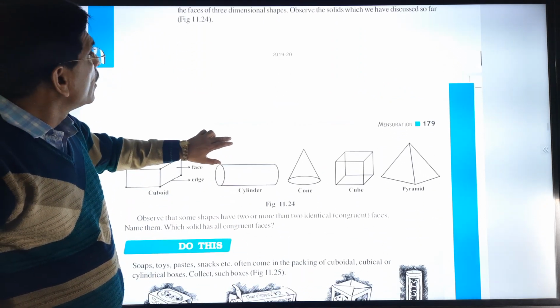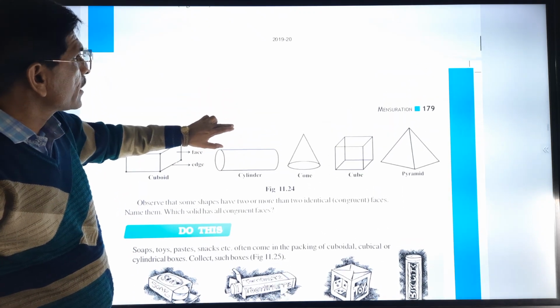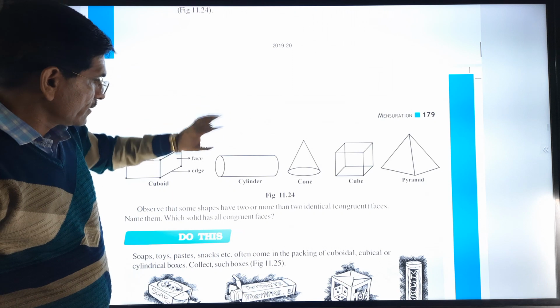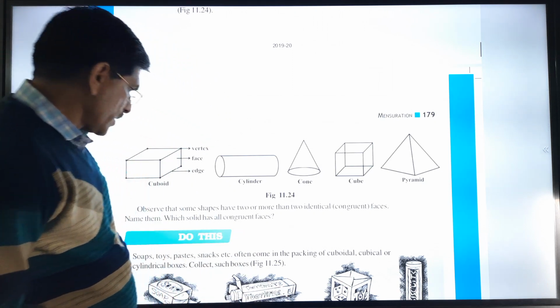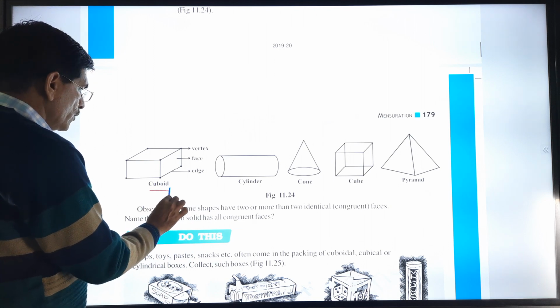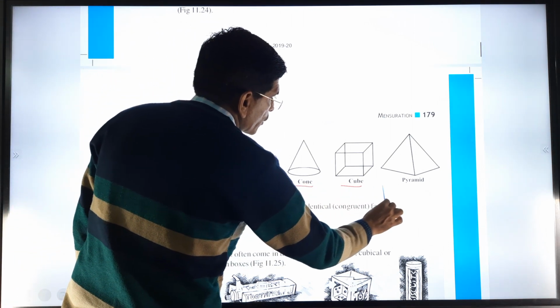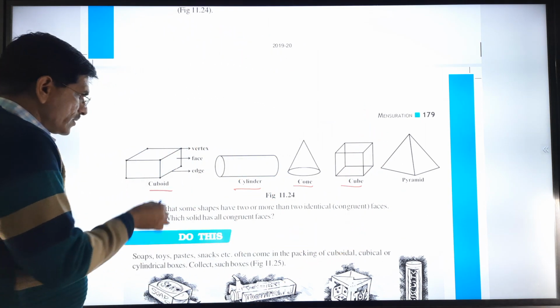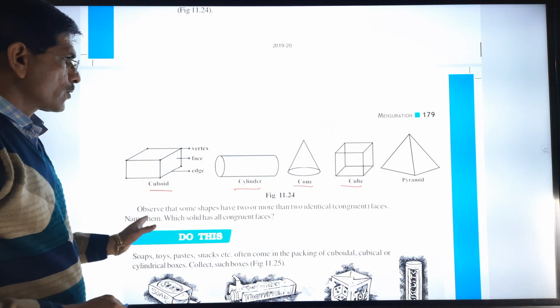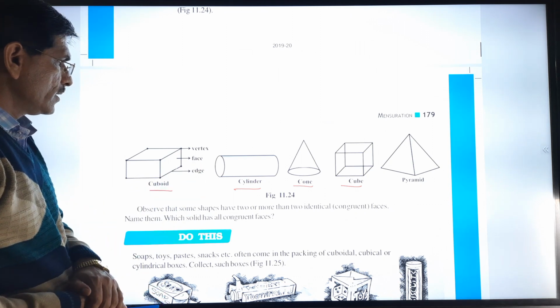we have to discuss different shapes in this chapter, that is cuboid, cylinder, cone, cube. So we start from the cube and cuboid and then go for cylinder.